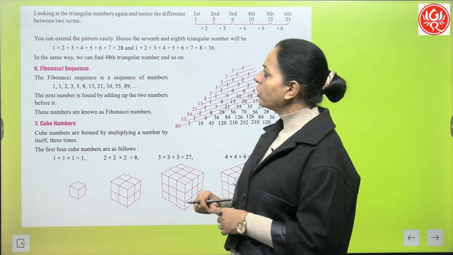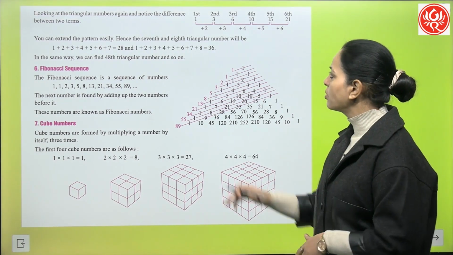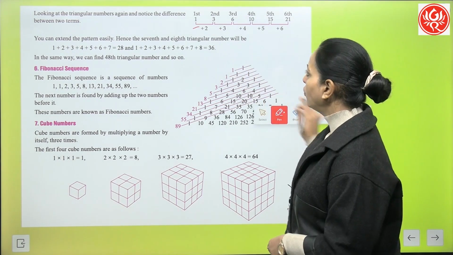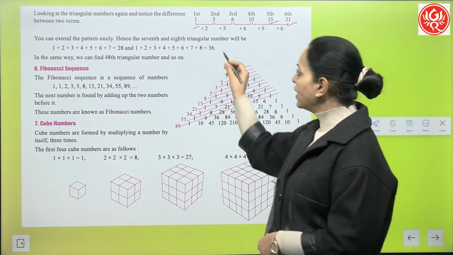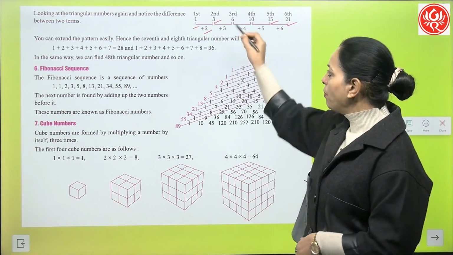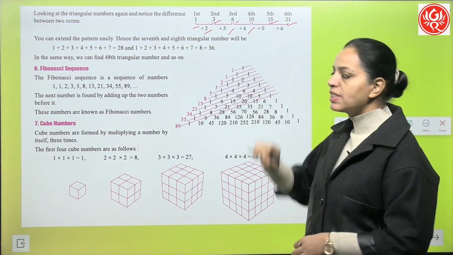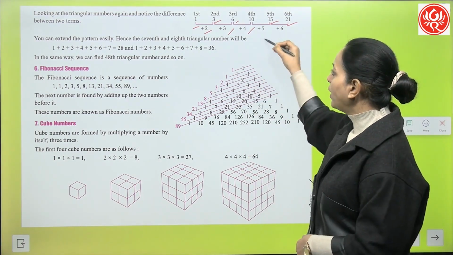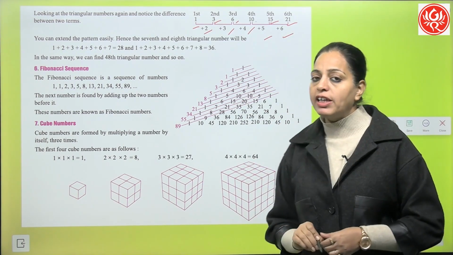Looking at the triangular numbers again, notice the difference between the terms. We have numbers 1, 3, 6, 10, 15, 21. So what we can see: 1 plus 2 becomes 3. 3 plus 3 becomes 6. 6 plus 4 becomes 10. 10 plus 5 becomes 15. 15 plus 6 becomes 21.